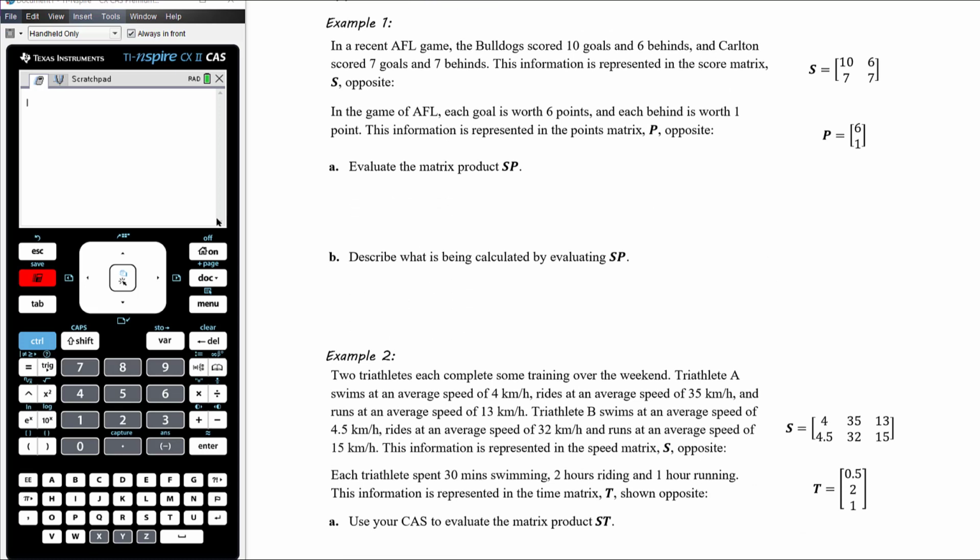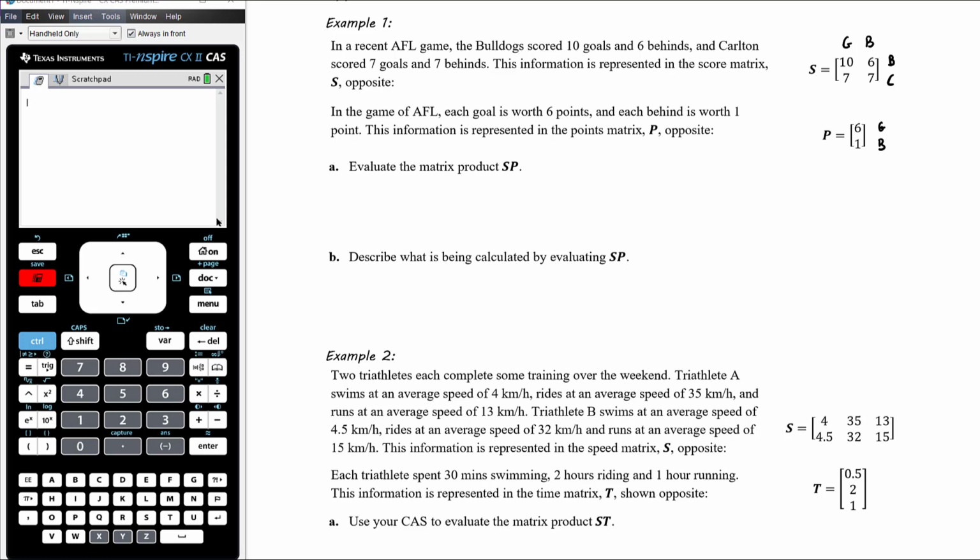So the first one, we have in a recent AFL game, the Bulldogs scored 10 goals and 6 behinds, and Carlton scored 7 goals and 7 behinds. This information is represented in the score matrix S. Okay, so obviously we've got the Bulldogs in the top row and Carlton in the bottom row, and we've got goals and behinds in the two columns. In the game of AFL, each goal is worth 6 points and each behind is worth 1 point. This information is represented in the points matrix shown opposite. So this is the number of points for a goal and this is the number of points for a behind.